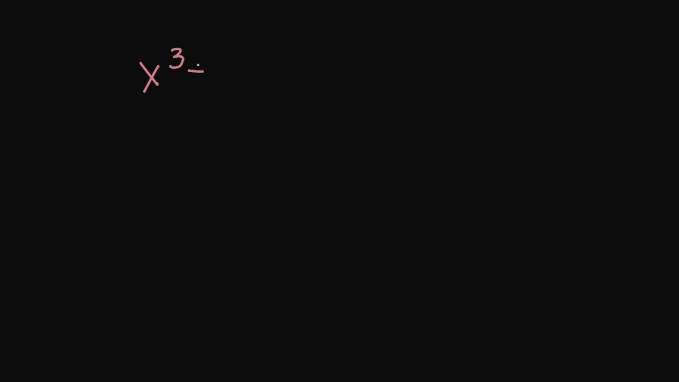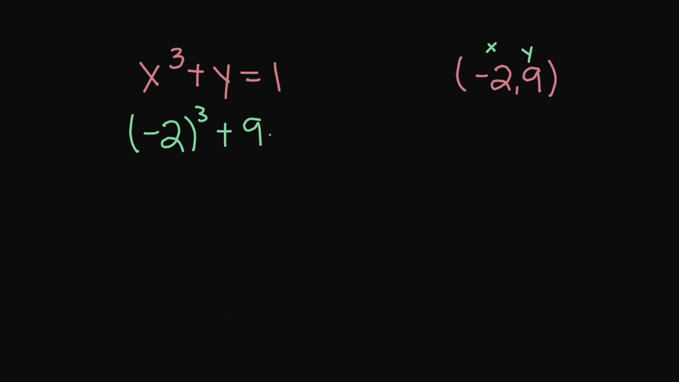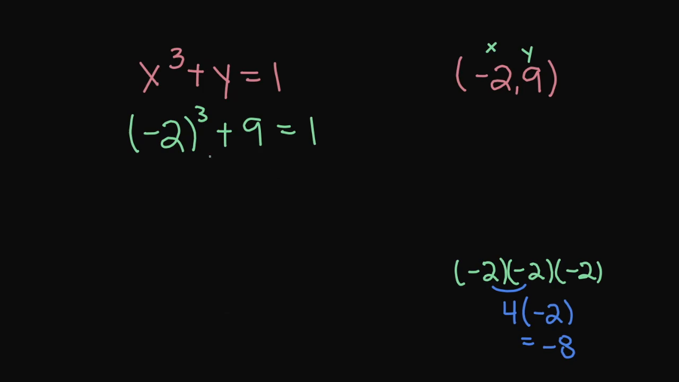X cubed plus y equals 1. My ordered pair here is going to be -2, 9. This is my x and this is going to be my y. I'm going to plug in. So x cubed, this is going to be -2 cubed plus 9 equals 1. So -2 cubed, so you have -2 times -2 times -2. This is going to be a positive 4. And then 4 times -2, this is going to give you a -8. So -2 cubed is -8 plus 9 equals 1.